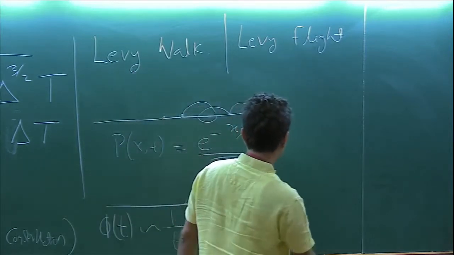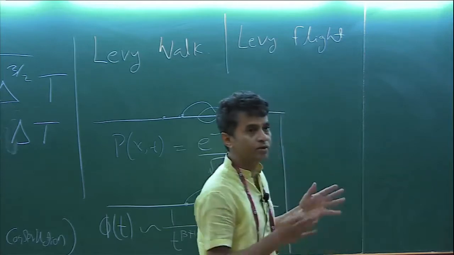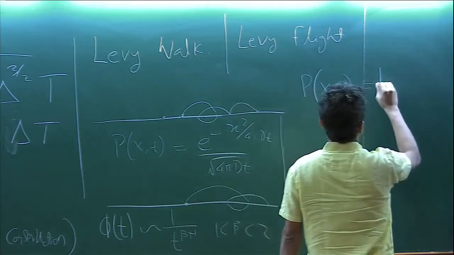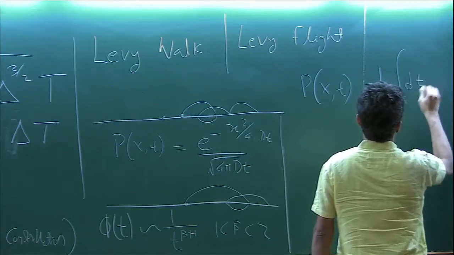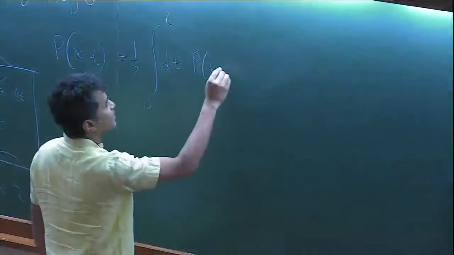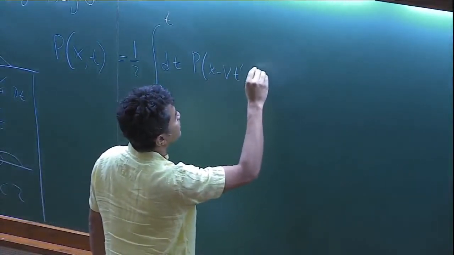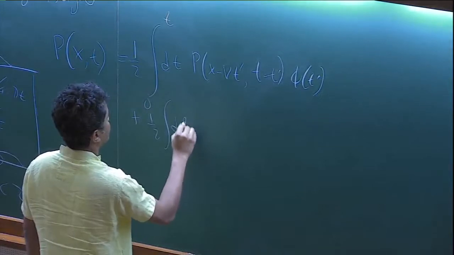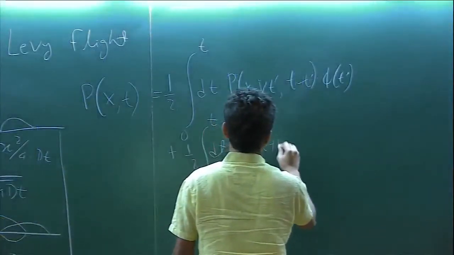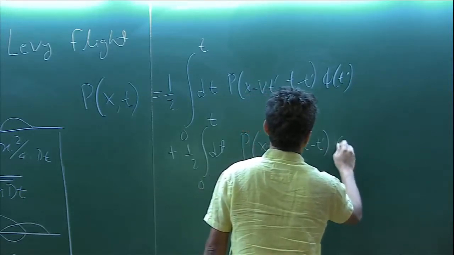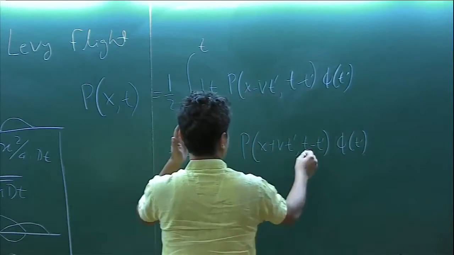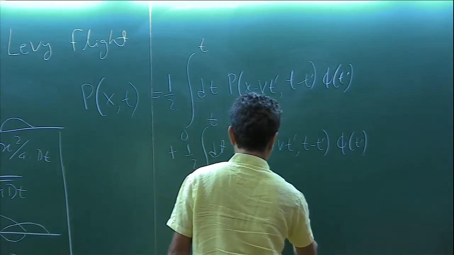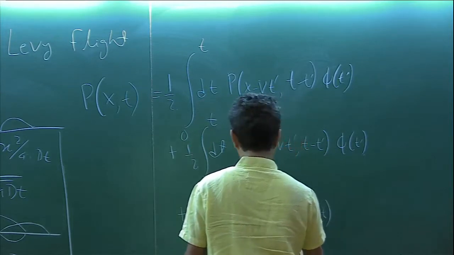Okay, so for the Levy-Walk model, just as for random walk, we write a Fokker-Planck equation. So here, if you ask what is the equation for P of x,t, this is given by half... and then plus... okay, I'll just explain these terms.